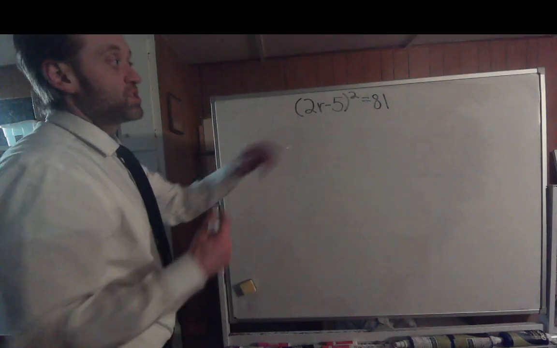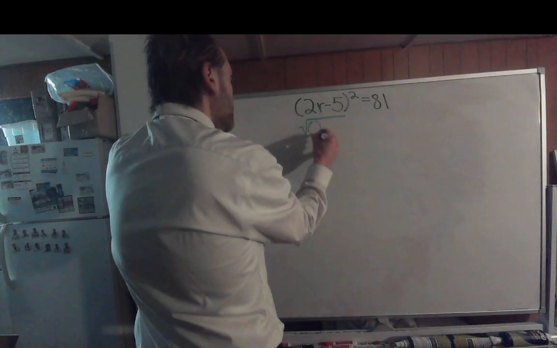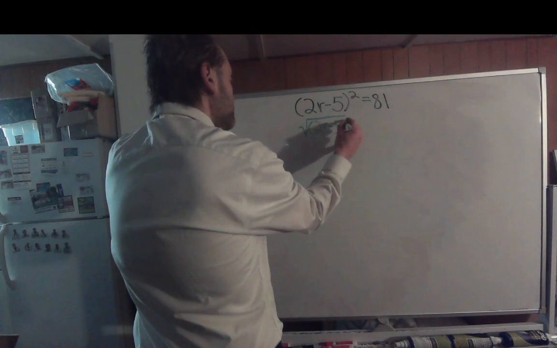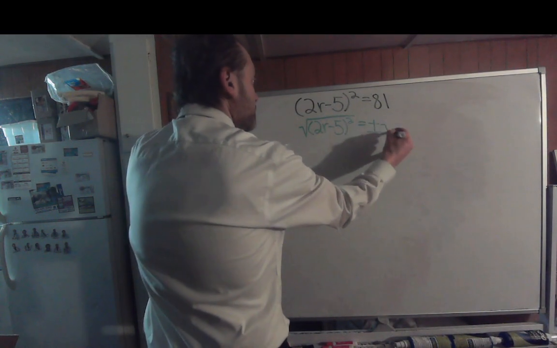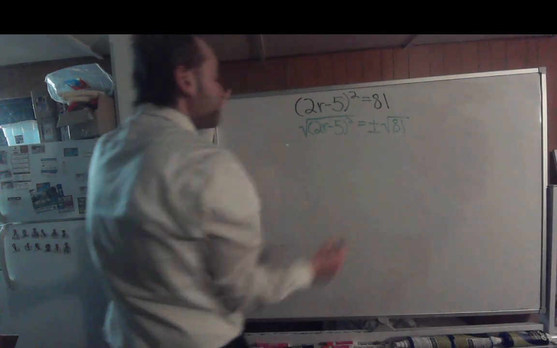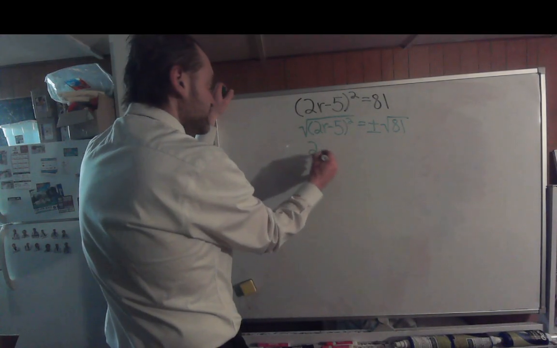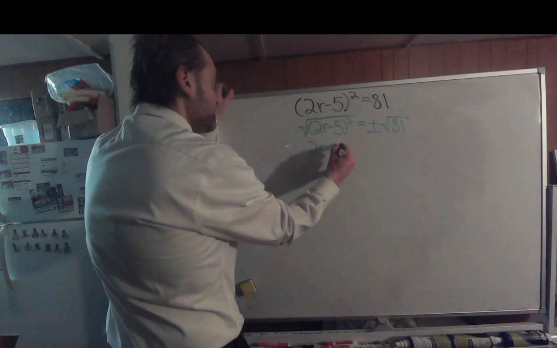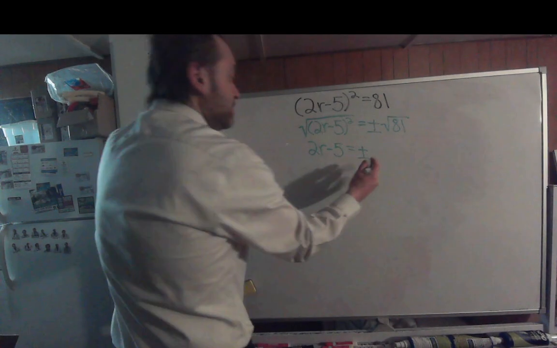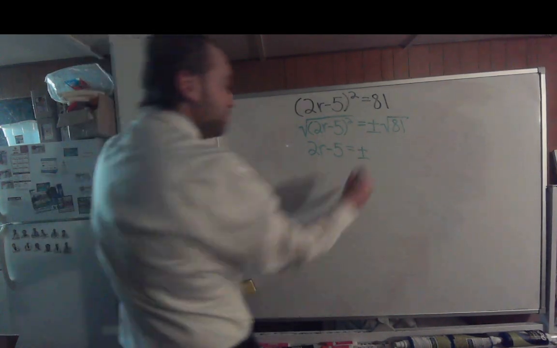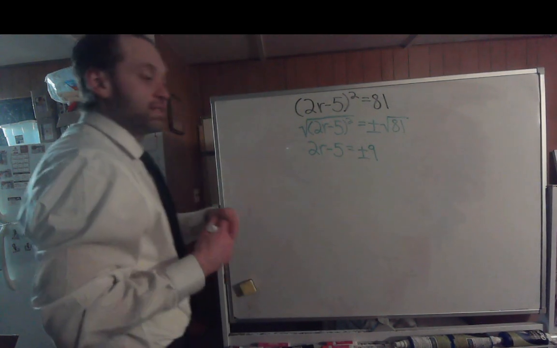Well, let's still take the square root of both sides. So take the square root of the quantity of 2r minus 5 raised to the second power. Set that equal to both plus and minus the square root of 81. Well, the square root of 2r minus 5 to the second power would just turn into 2r minus 5. Now, that would equal plus and minus. Well, here's some good news. 81's a perfect square. That would just be 9. So you'd have 2r minus 5 equals plus and minus 9.